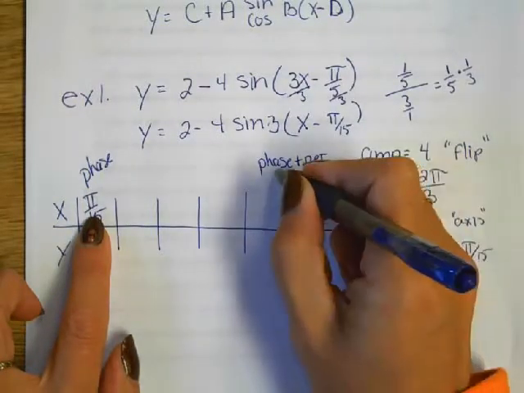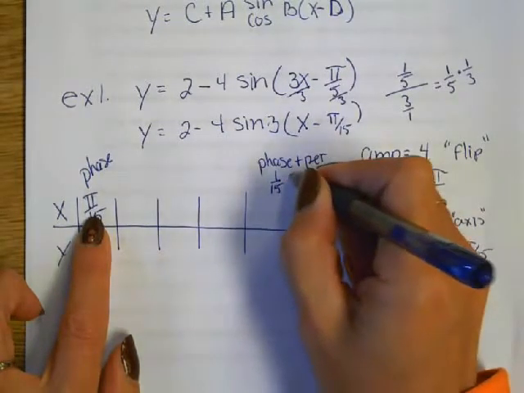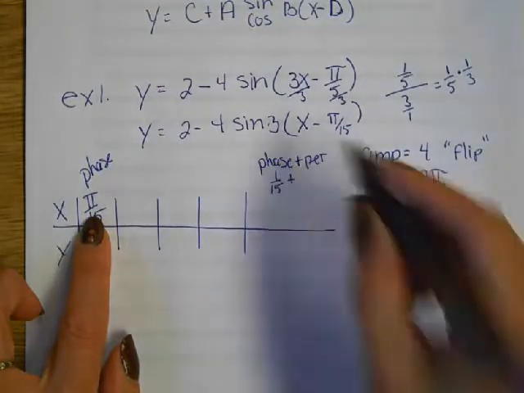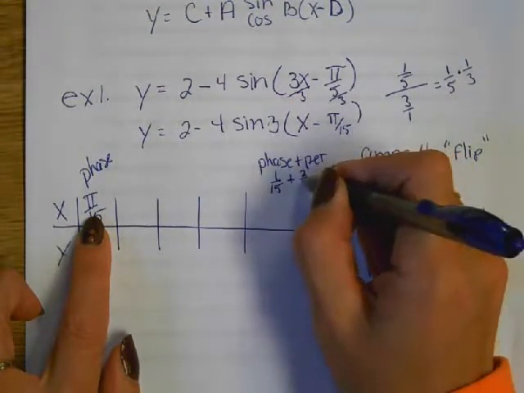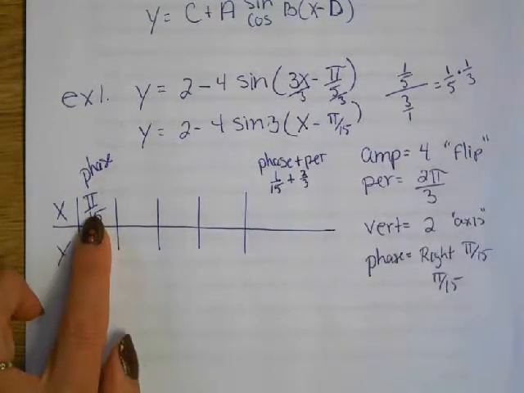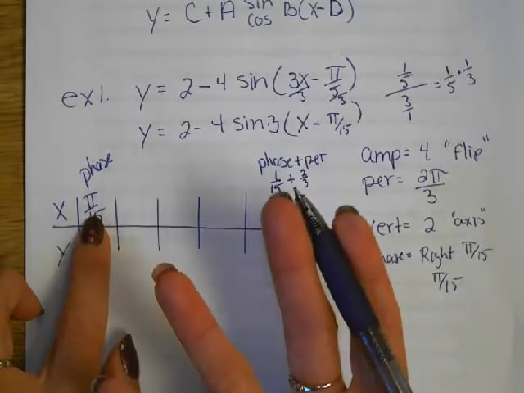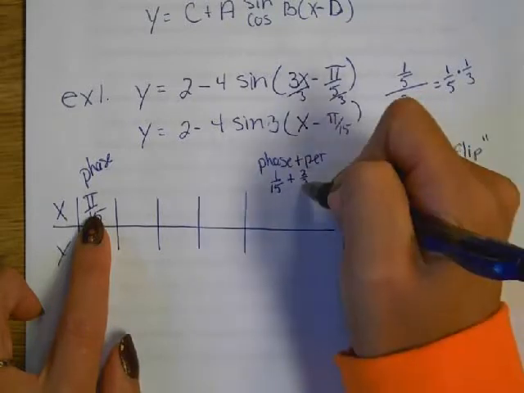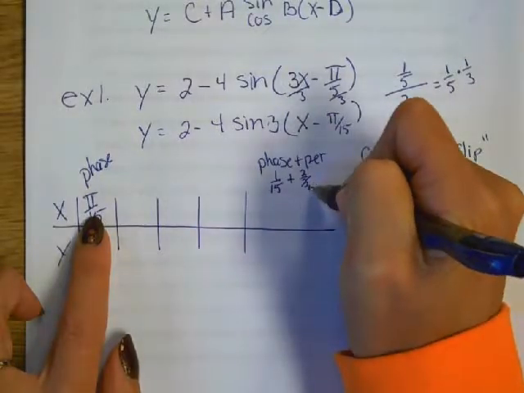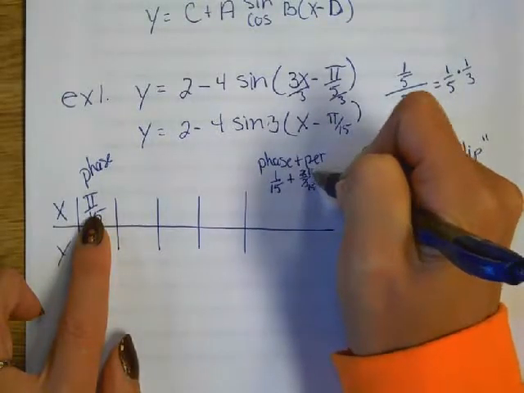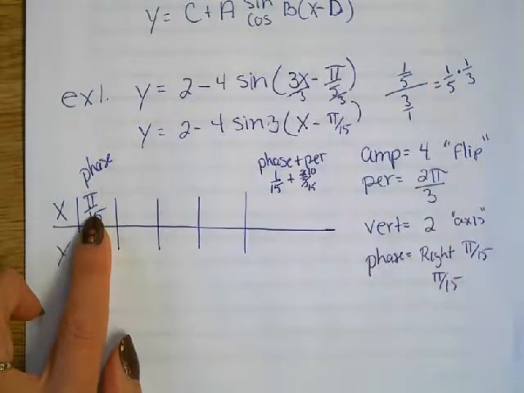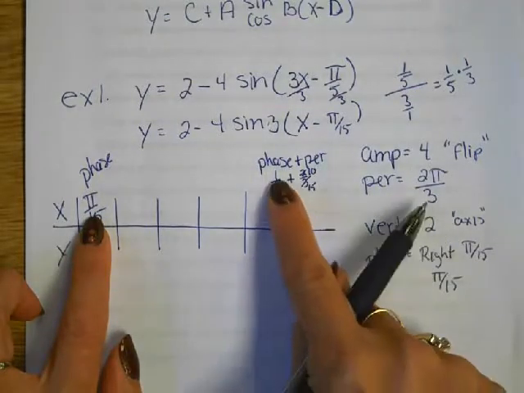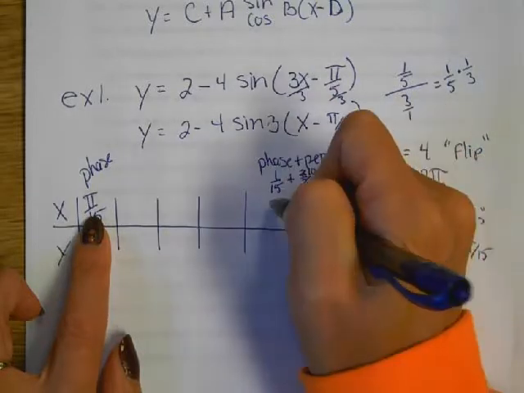So the phase is 1/15. We're going to add 2/3. So in order to add fractions, remember you got to have a common denominator. So you got to multiply top and bottom here by 5. So that's going to give us a 15 and a 10. So it's going to finish at 11 over 15.